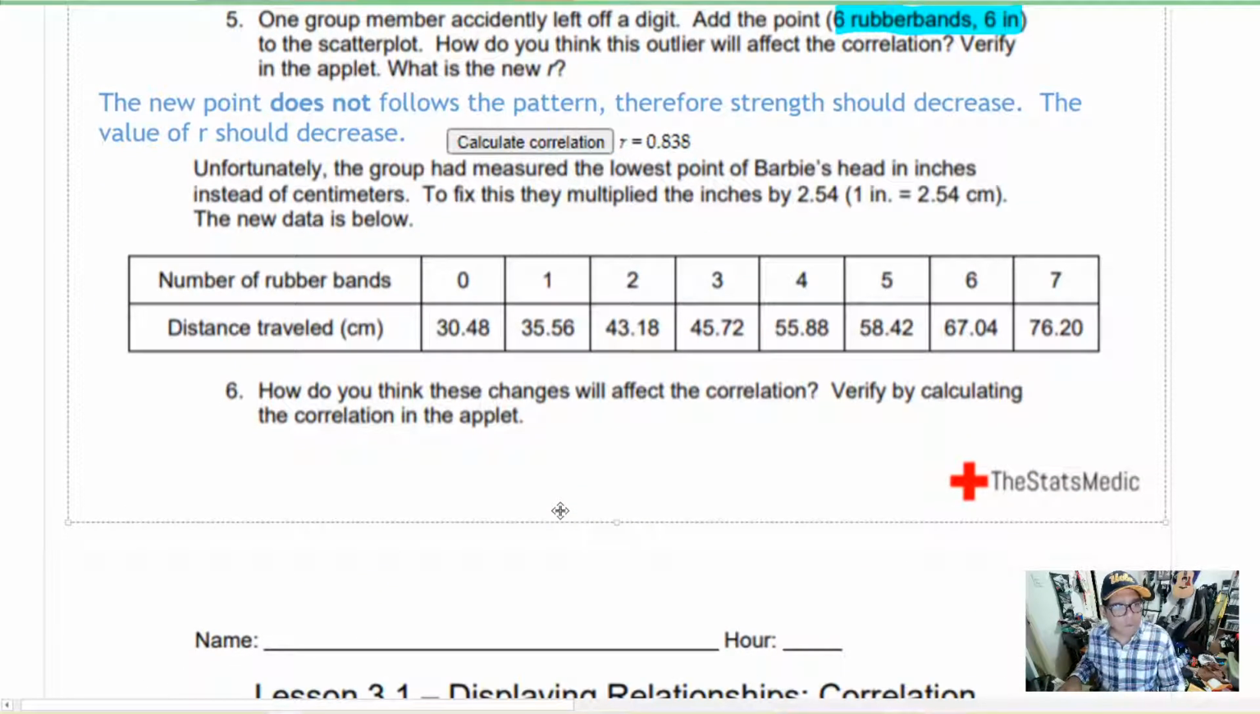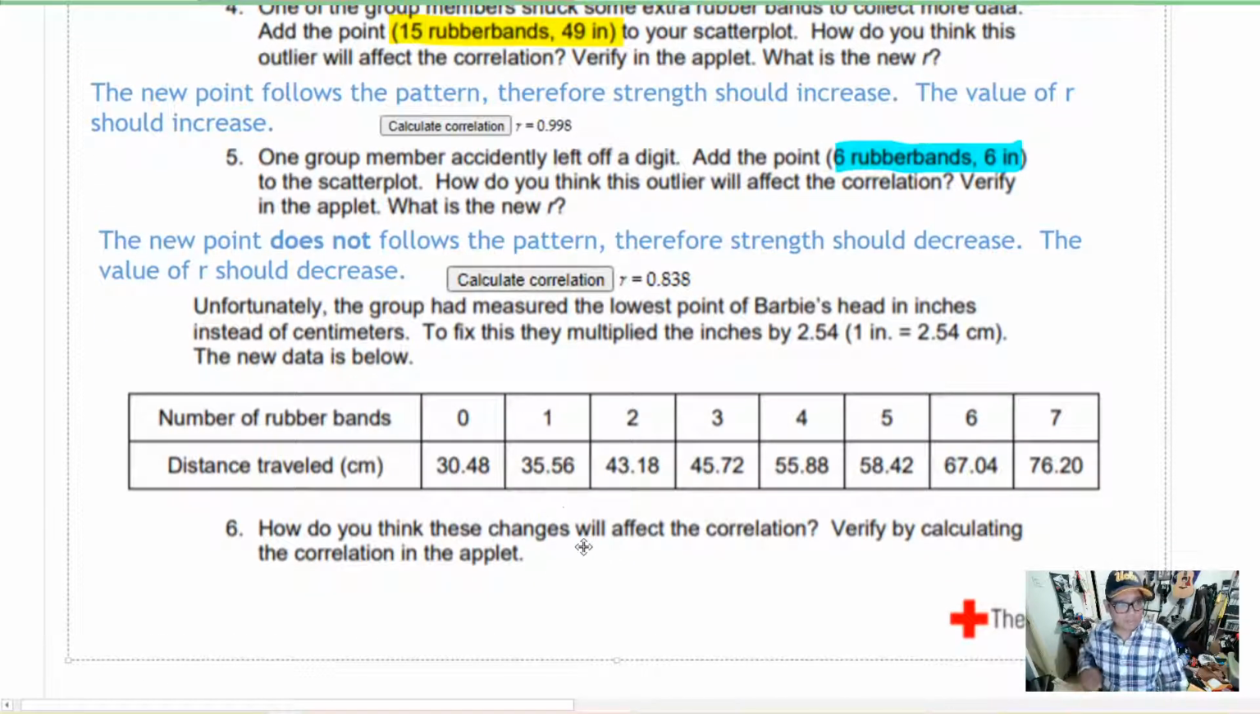Okay, unfortunately, the group had measured the lowest point on Barbie's head in inches instead of centimeters. So to do this, they had to multiply everything, all of their distance traveled, by 2.54, which would be the conversion factor from inches to centimeters. And we got the new data here.